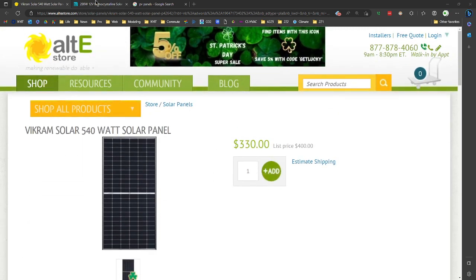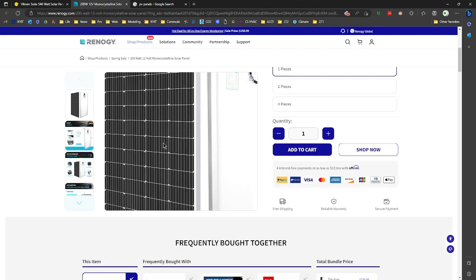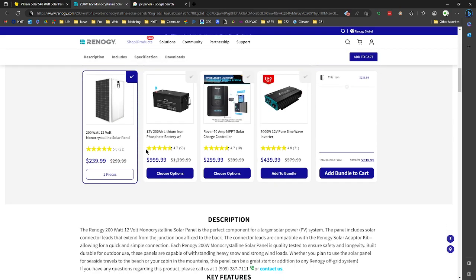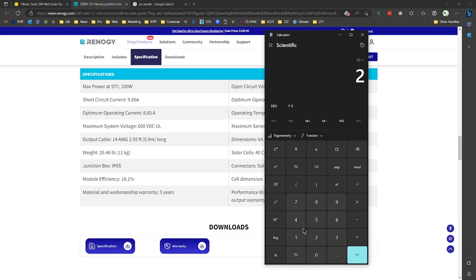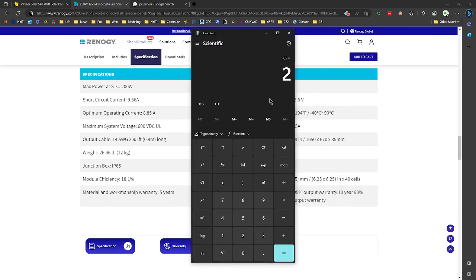This isn't really a typical panel. A lot of times you see these 200 watts. They're more the dimensions that we're used to if you look at a lot of PV panels. So let's look at this one and see what it puts out. It's 200 watts peak. It is 65 by 26. So 65 times 26 equals 1,690 square inches, divided by 144. It's about 12 square feet.